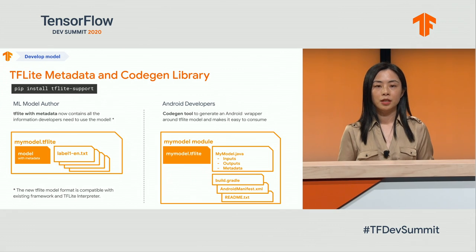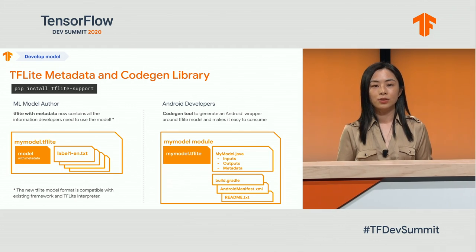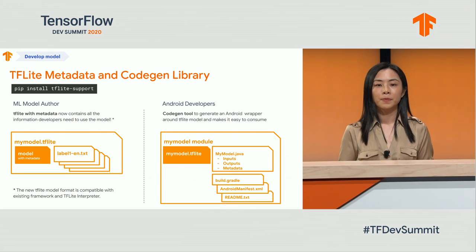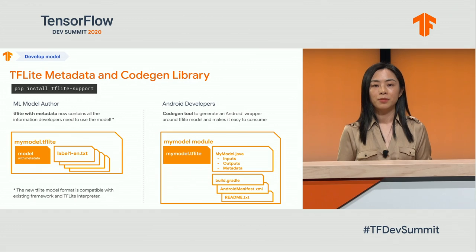For model developers, we provide the CodeGen tool that can parse the metadata and then generates an Android module that is ready to be integrated into an Android app. The generated module contains a model file with the metadata and the associated files packed in, a Java file with easy-to-use API for inference. In this example, it's MyModel.java. And it also has the Gradle files and the manifest file with proper configurations, and also the README file, which has a code snippet of example usage of the module.